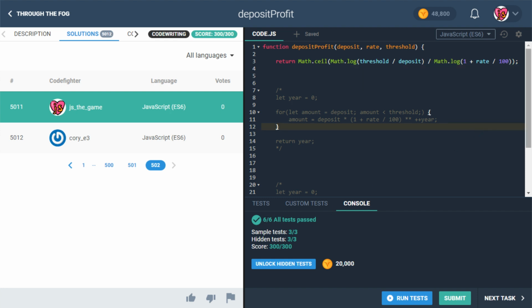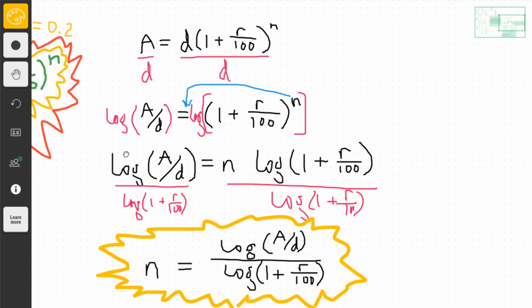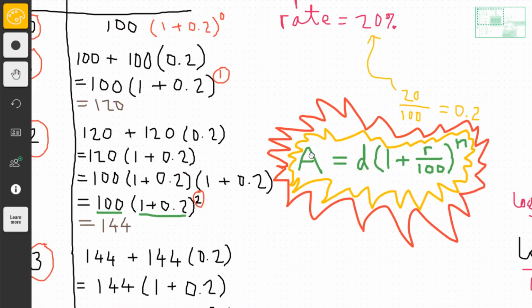There were only 6 tests, so maybe there's some edge cases we're not considering here, but I think we're probably fine. I mean, look, we're being consistent with the mathematical formula here, so it's probably fine. All right, great. So let's take a step back, see where we came from here.